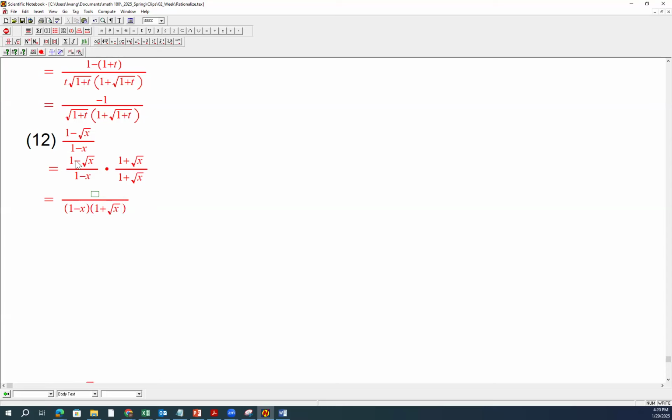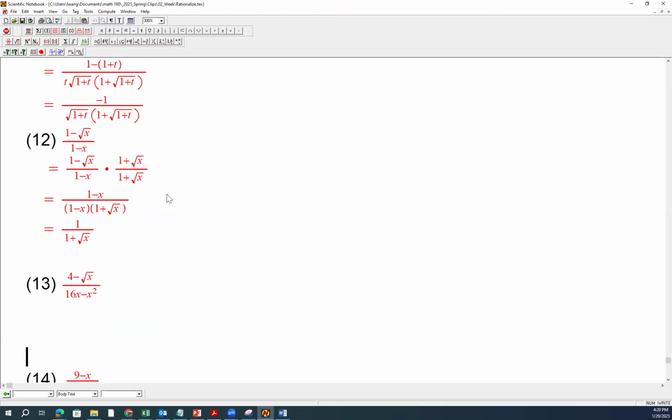Okay? On the top, we got the conjugate, we get 1 minus x. Root x squared is x. So you can see 1 minus x and 1 minus x is reduced, right? So this would be 1 and this is reduced. So that is finished, right? It's getting easier. We have 3 more to go.